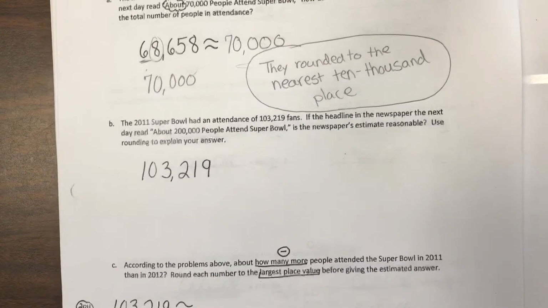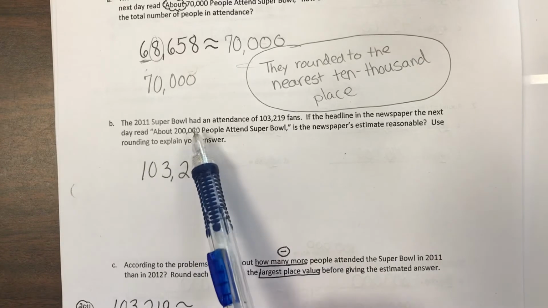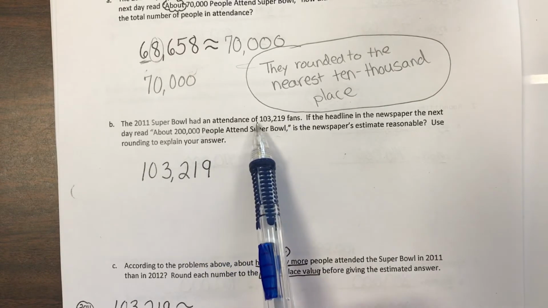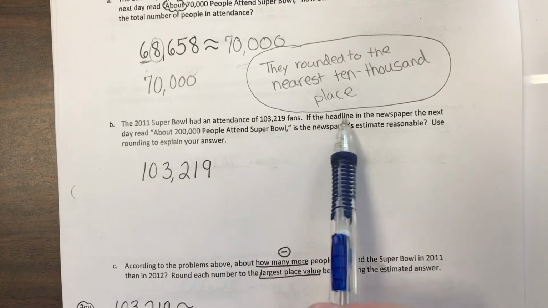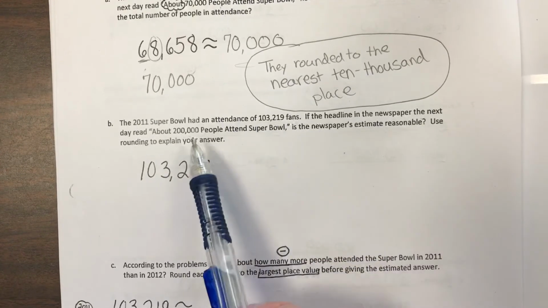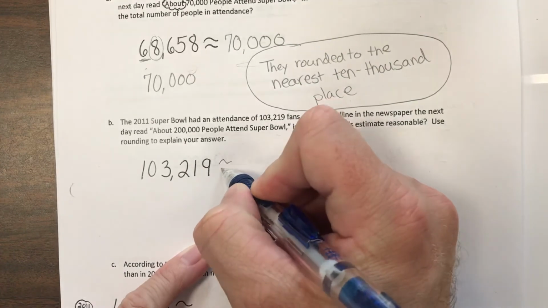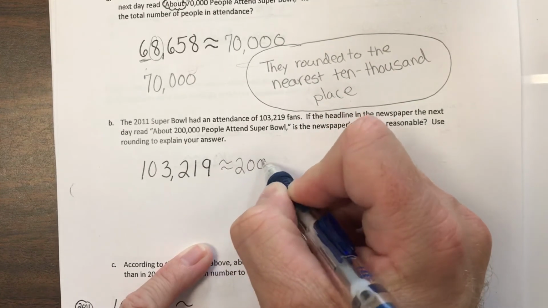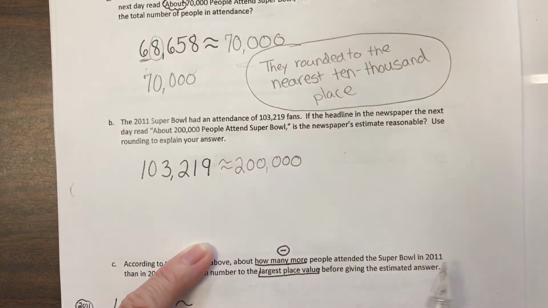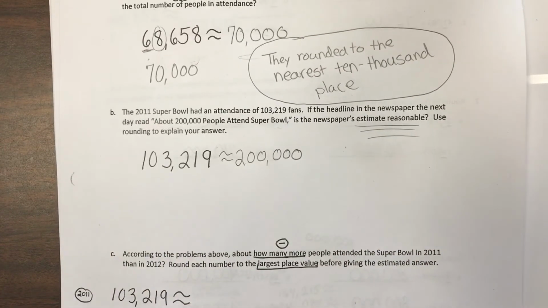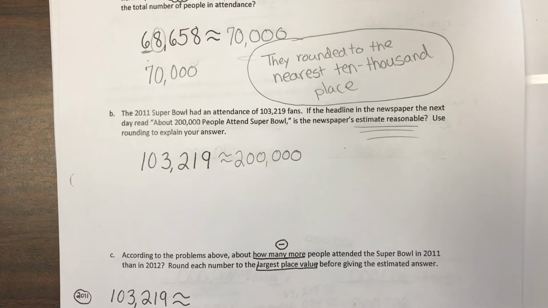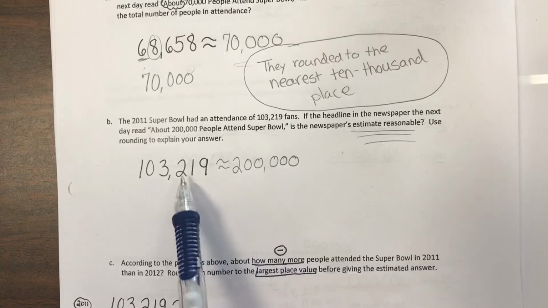Something funky happened on this one. So in 2011, the Super Bowl had an attendance of 103,219 fans. Here we are. If the headline in the newspaper the next day read, about 200,000 people attend the Super Bowl, is it reasonable? No way! It is not even close to reasonable.